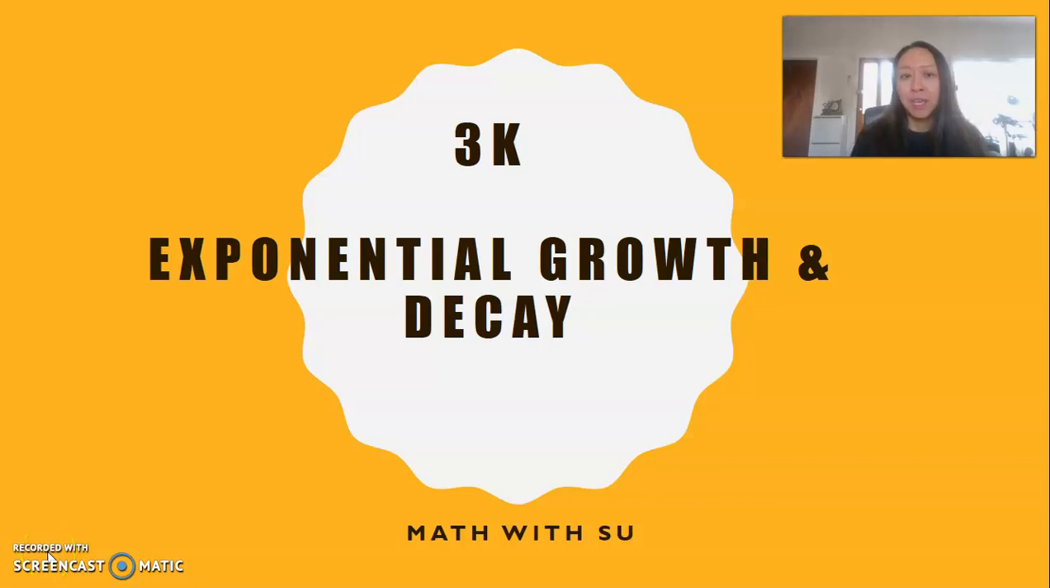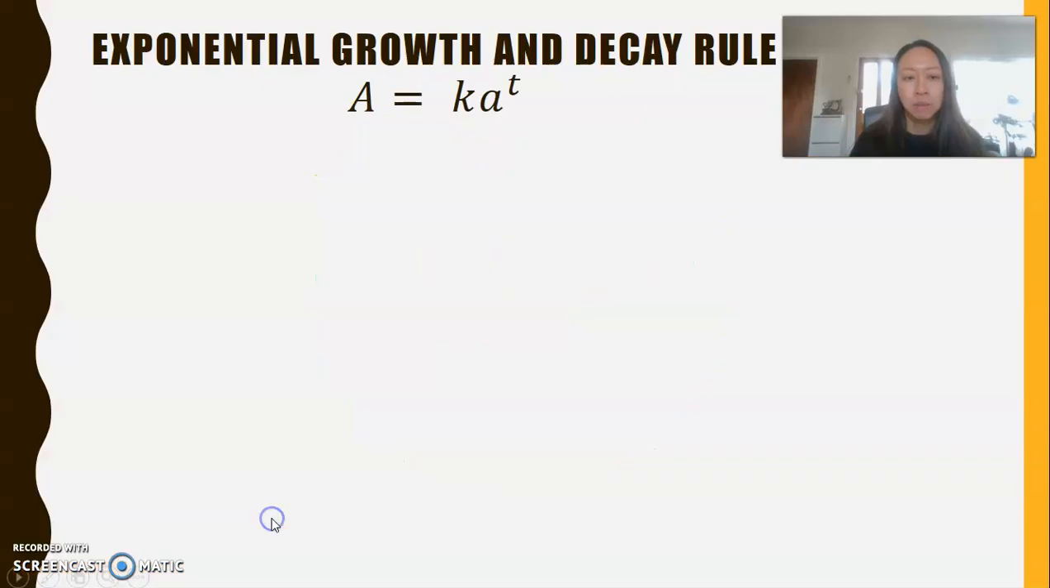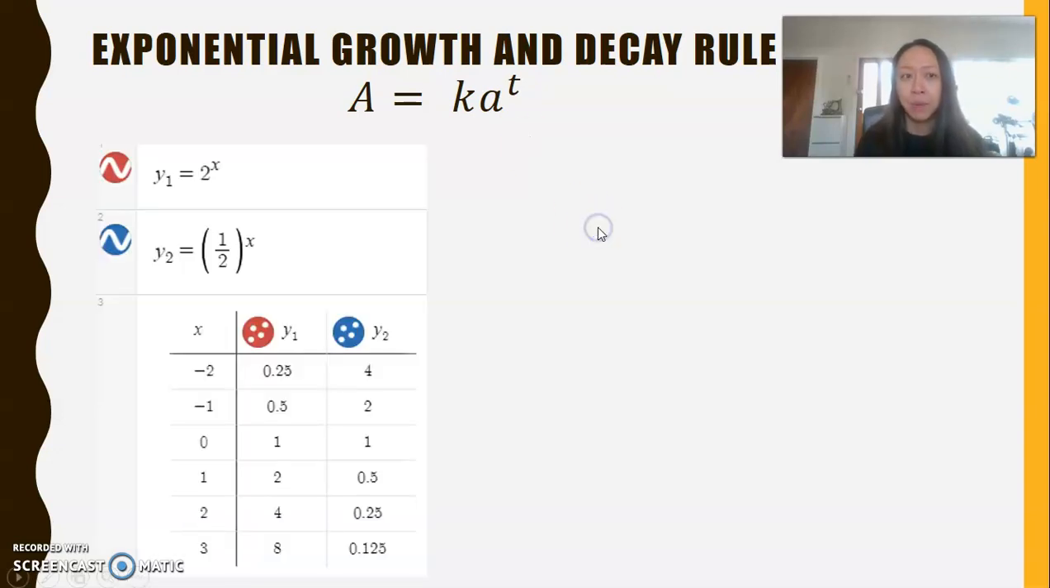Hello everyone. Today we are learning exponential growth and decay. Exponential growth and decay has a certain rule, which is A equals K a to the power T. We'll slowly go through how changing each value actually affects whether the exponential function is a growth or decay.